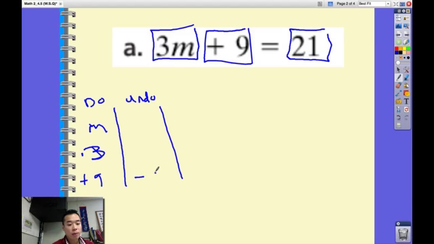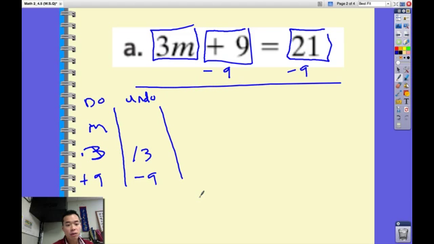Undo, I'm just going to go ahead and write the inverse of each of those. The opposite of positive 9 is negative 9. The opposite of multiplying by 3 is dividing by 3. This right here tells me what I need to do first. So I'm just going to minus 9. If you want to, you can also write 21 right here as your result and draw your arrow, and that lets you know that's the first thing you need to do.